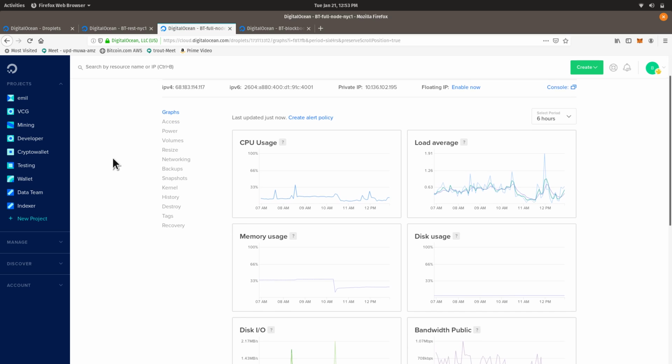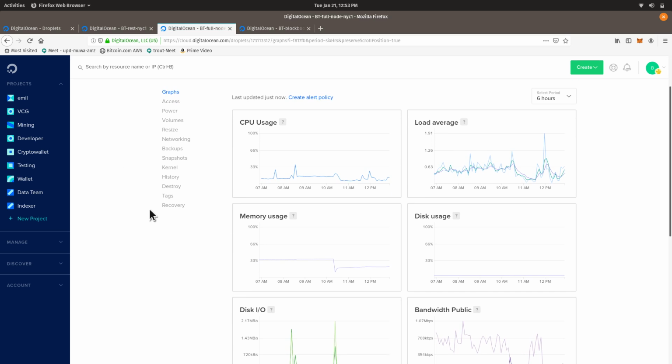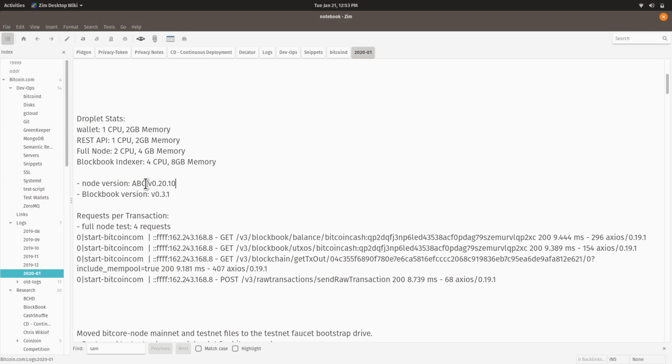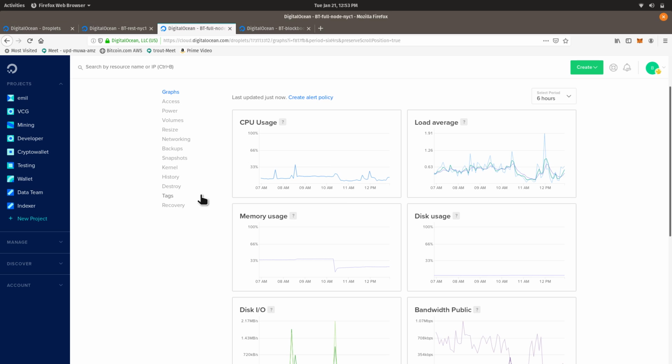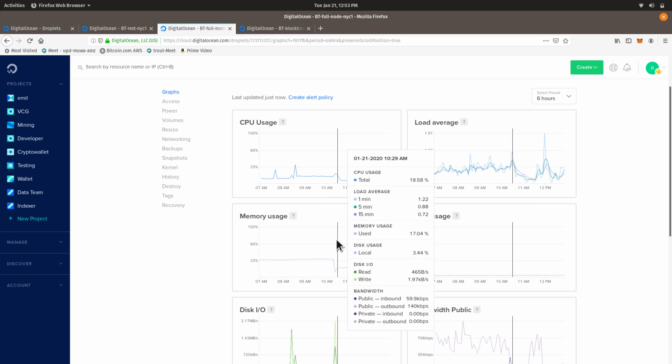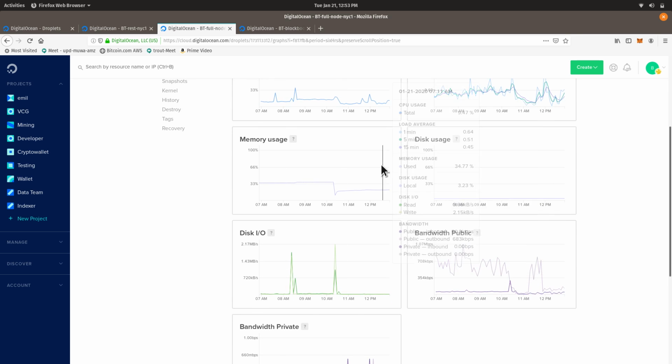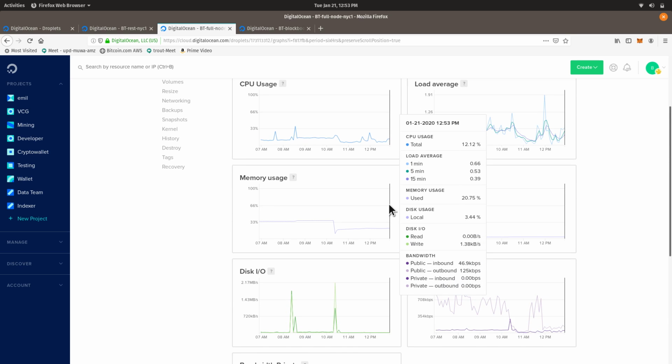Here is the full node. I shut it down and I upgraded it to version 0.20.10, the latest version for ABC. That's what this blip here is in the memory where it drops down. So I restarted it. CPU usage did not change significantly. The memory usage has gone down because I've effectively rebooted the full node.